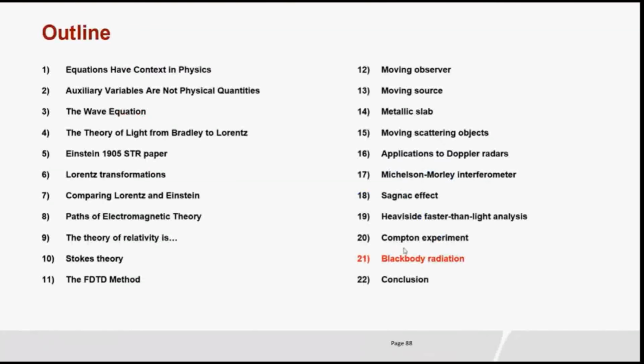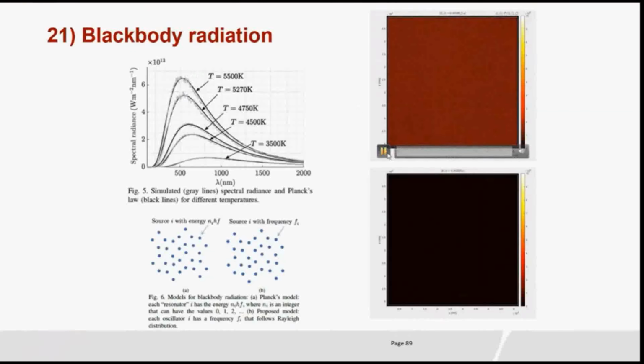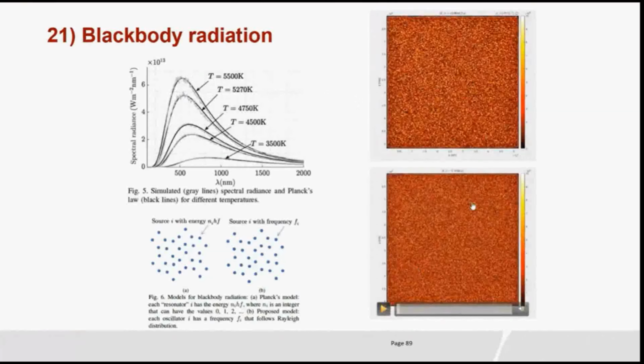Then there is another quantum experiment, blackbody radiation. You can see here we were able to replicate Planck's law for different temperatures. This is, for example, for one temperature, and this is for another temperature. Again, this is only using Maxwell's equations. But we use a lot of sources with a random distribution of frequencies. A source can be called an oscillator or resonator, an electromagnetic source. And if we analyze the energy versus wavelength or frequency, we get the same as Planck's law.